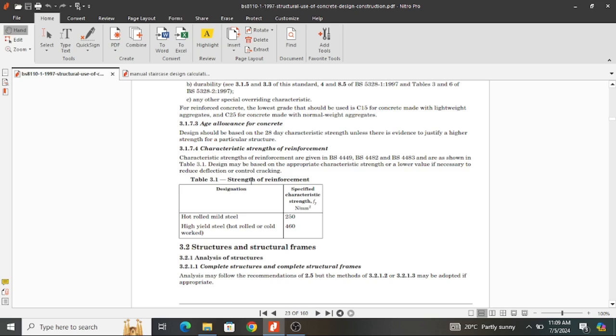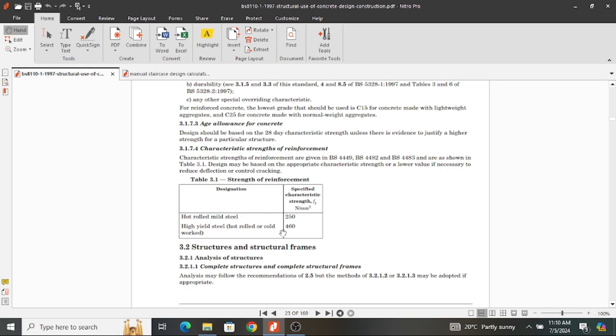And one of the engineers was insisting that we need to use 460 because this is what the code has stated. But the code does not just limit us to 460. The code gives us the ability to examine our situation and use the appropriate characteristic strength, or use a lower value if necessary to reduce deflection and control cracking. Therefore, this is up to the designer to carry out.